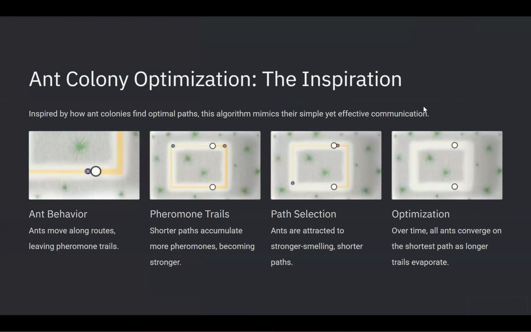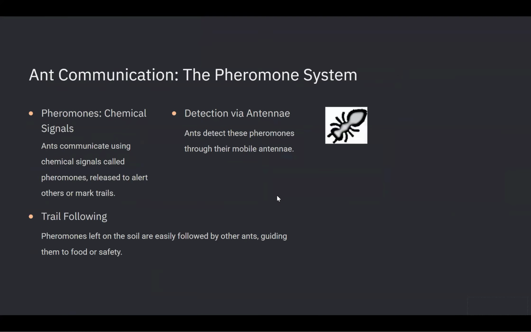Ant colony optimization is inspired by the simple yet powerful behavior of ants. Ants do not communicate verbally, they use pheromones, which are chemical trails left on the ground. When ants walk, they deposit these pheromones. Over time, the shortest path collects more pheromones because ants travel it faster and more frequently. Other ants can smell these stronger pheromone trails and are more likely to follow them. As a result, the entire colony gradually converges on the shortest and most efficient path.